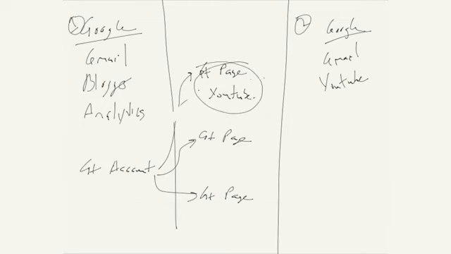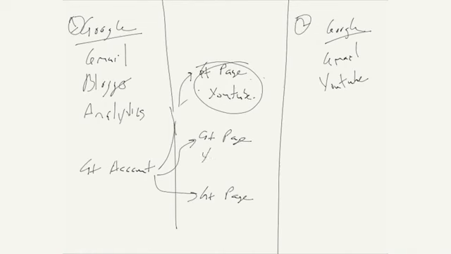So now your YouTube account is only connected to your Google Plus page. And the cool thing is, the more pages you have, you can have a YouTube account connected to each one. So you can have a YouTube account connected here, and you can have a YouTube account connected here. And so now this one Google account is managing three YouTube channels and thus three Google Plus pages.